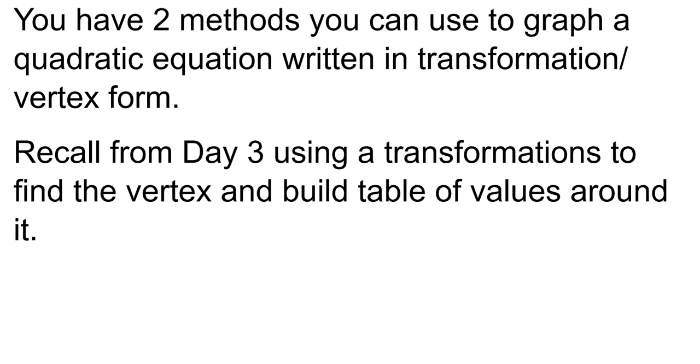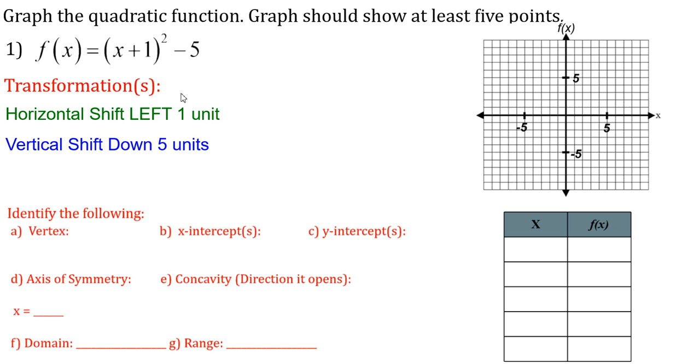So let's take a look at that second option. So again, we talked about the transformations. We know the new location of the vertex. We said (-1, -5). And we can build the table around it. So we want to pick input values to the left of -1 and input values to the right of -1. Take those, substitute them into the function, and see what we get out. Those will develop points that we could plot to build our quadratic function.